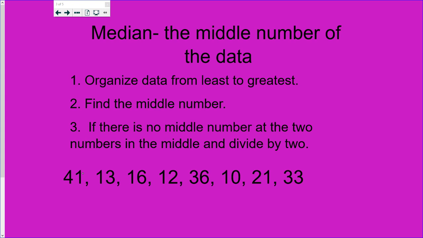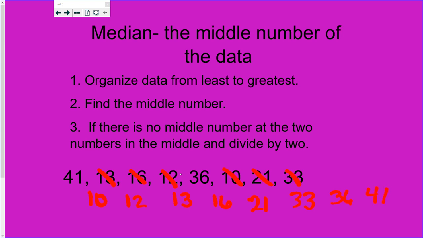So I'm going to take them and put them in order. So 10 is my smallest, so I'll put 10 first. And then I have 12. Then I have 13. Then I have 16. And then I have 21. Then I have 33. Then we have 36 and 41. All right, so I just double check through that.